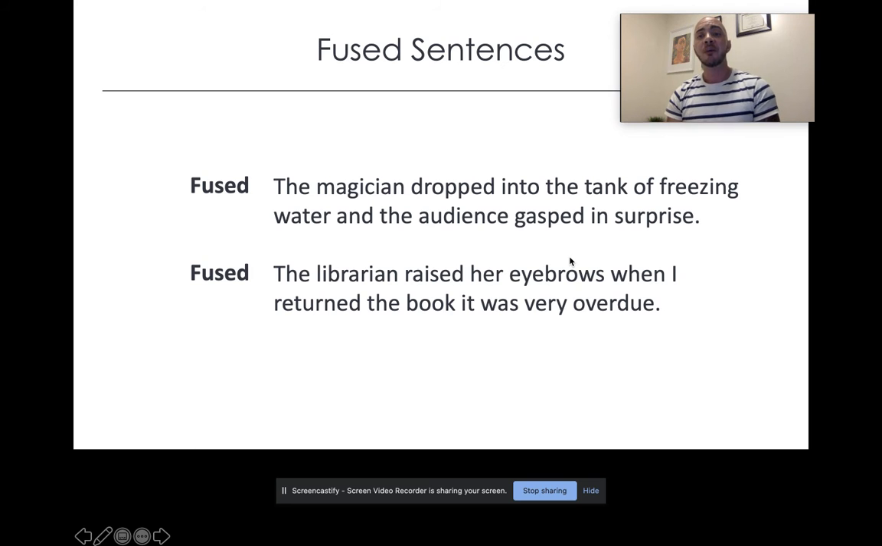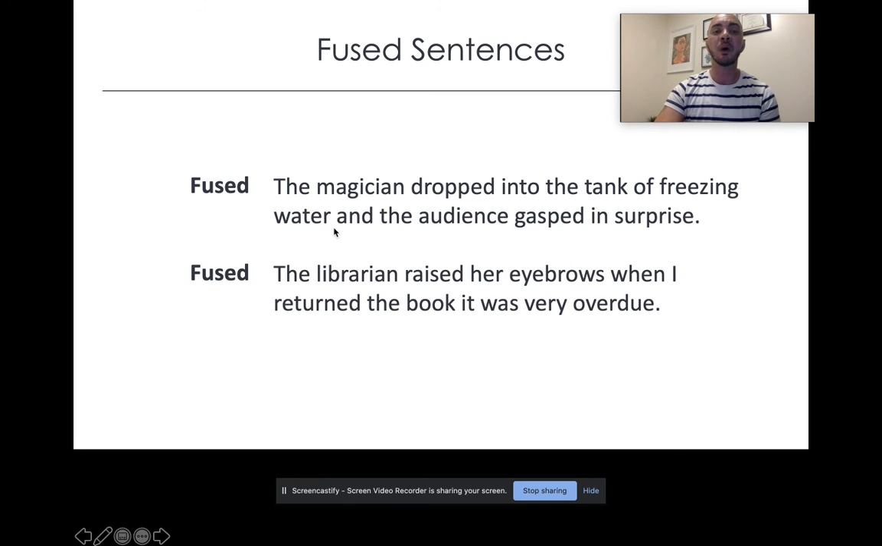So let's review just a couple more examples. These come from your Hawkes Learning Foundations of English textbook. Some examples of fused sentences. The magician dropped into the tank of freezing water and the audience gasped in surprise. And the librarian raised her eyebrows when I returned the book. It was overdue. Now these are two different fused sentences, but fused sentences nonetheless.